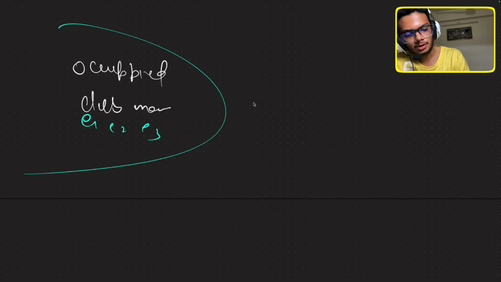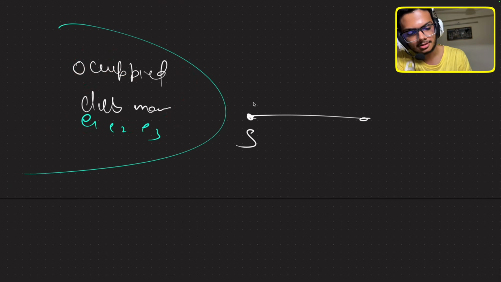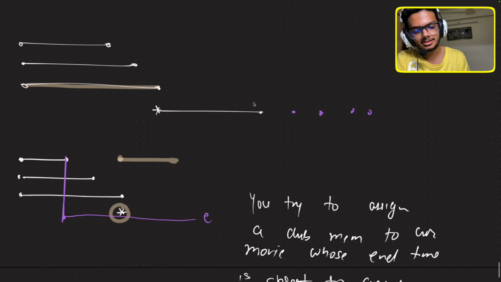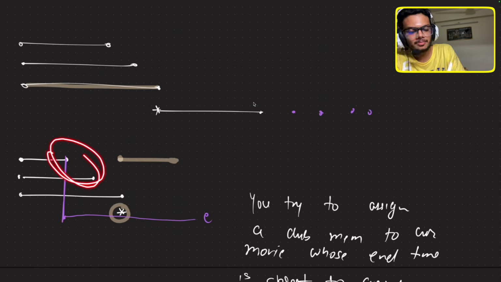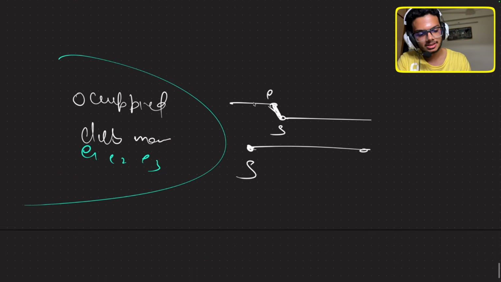When you're trying to watch a movie, you will have a start time for it. You try to assign a club member whose end time is closest, right? You try to assign a club member whose end time is closest. Why? Because if you don't do that, you can have a case like this. The next movie's start time can be lesser, and you will miss out on watching one more movie. Right? So this is the idea.